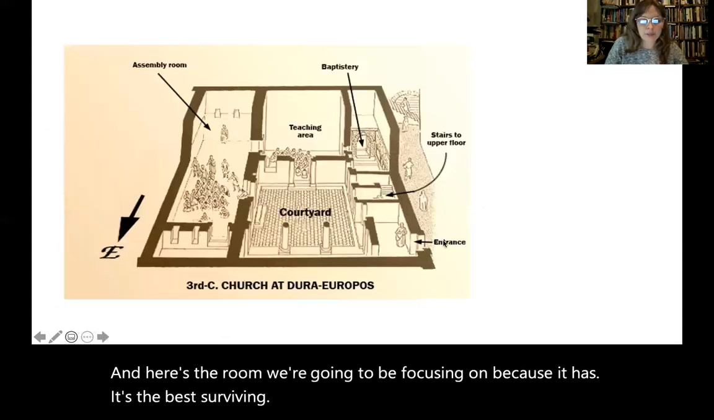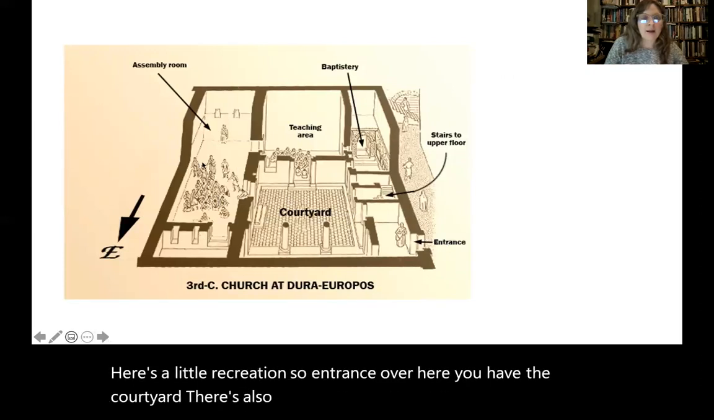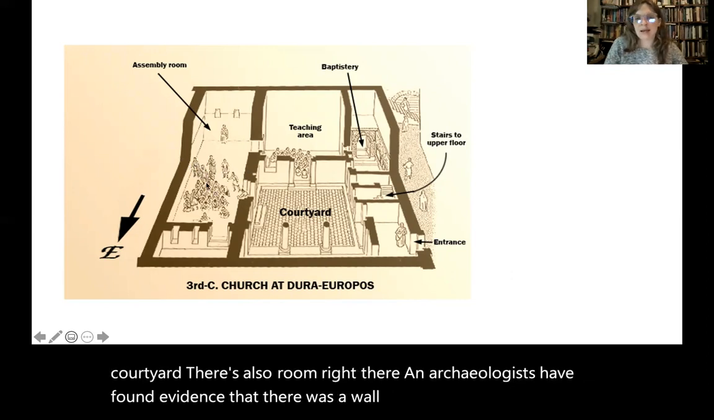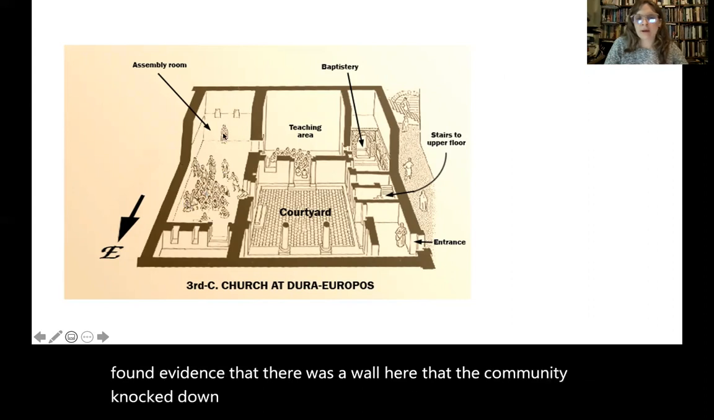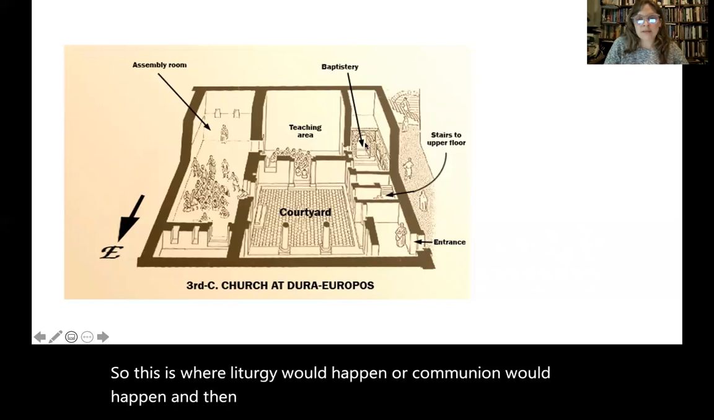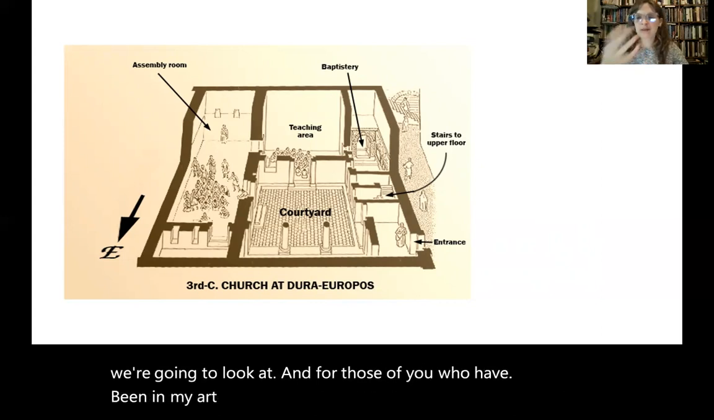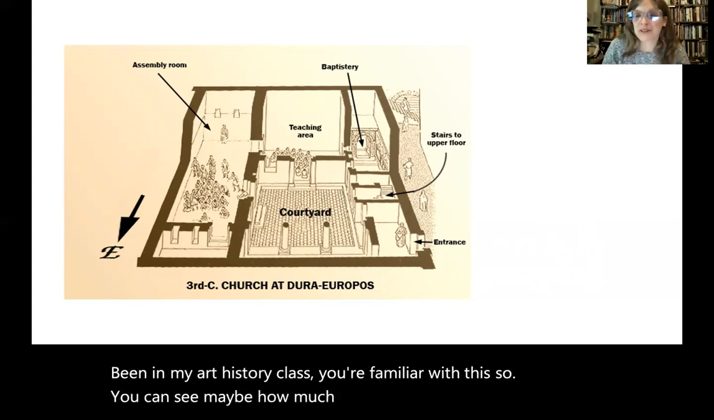Here's a little recreation. So entrance over here, you have the courtyard. There's also a room right there. And archaeologists have found evidence that there was a wall here that the community knocked down in order to make a bigger assembly room. So this is where liturgy would happen, or communion would happen. And then in this little room is the baptistry, which is what we're going to look at. For those of you who have been in my art history class, you're familiar with this. So you can see maybe how much you remember. It can be a refresher.